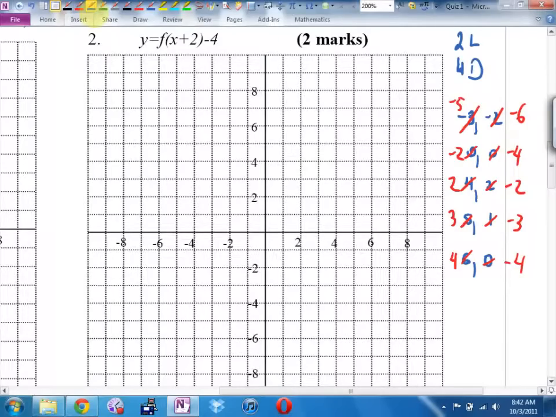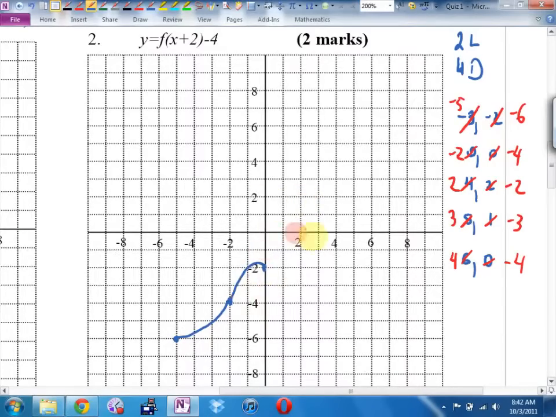I use the points when there's a graph in front of me. I use this method when they don't give me a graph, but they just give me a point and say, where does it end up? 2 left, 1, 2, 3, 4 down. Connect them.